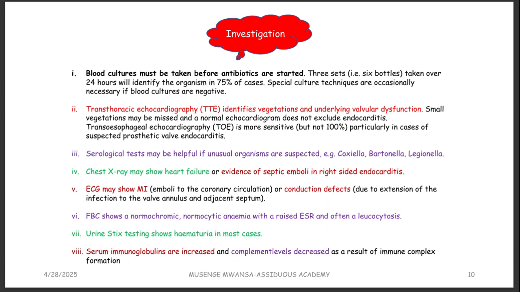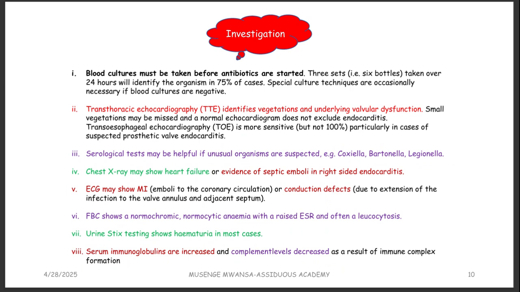ECG will show myocardial infarction, and specifically for myocardial infarction, what you look at is the ST segment. There's elevation of the ST segment. So we have got what we call STEMI and non-STEMI. For the STEMI, ST elevation myocardial infarction, the ST segment is elevated. There can also be a conduction defect on ECG, so you'll see a problem in conduction.